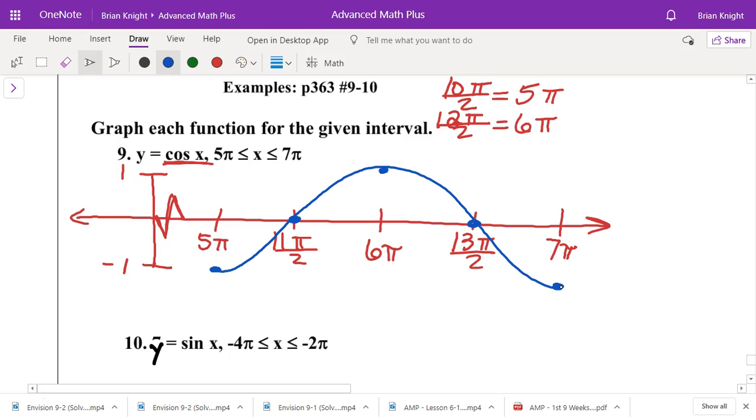Now, can you get more points? Yeah, you can, but those are really the only ones you need, okay? You know it's doing that every time. Everybody good?